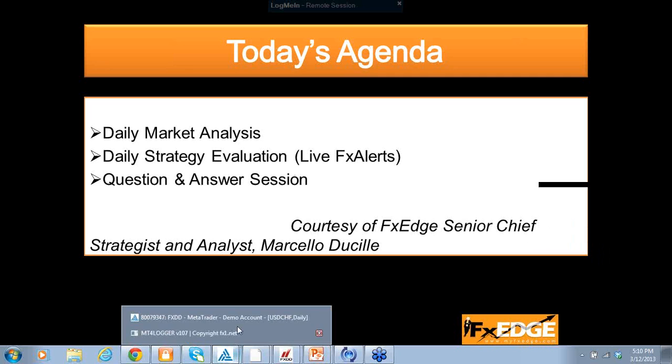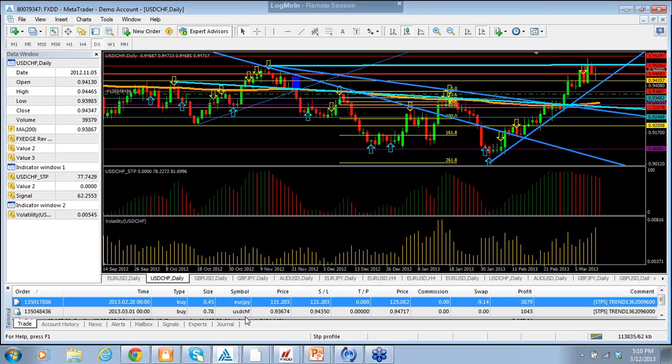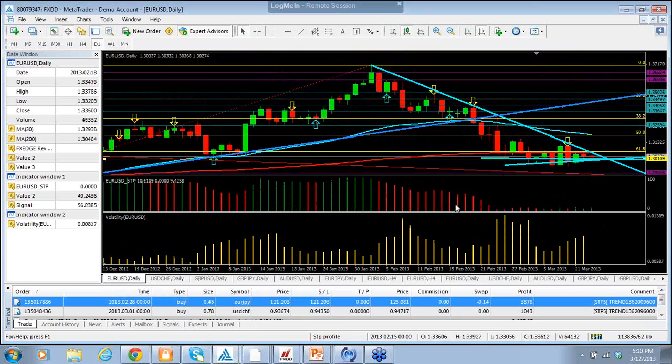Not an awful lot to say about today. Yesterday I mentioned that we were in consolidation. We are in consolidation, guys. I drew this area of support and resistance on the euro dollar, and we're still in that. We drew this trend line back here on the upper side, and here we have it on the lower side, and basically price is just bouncing off the highs and the lows.